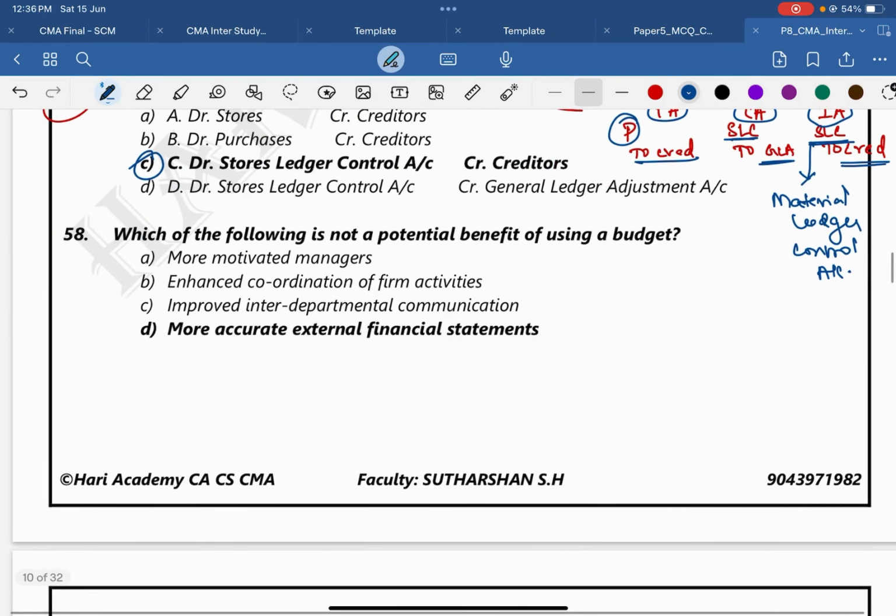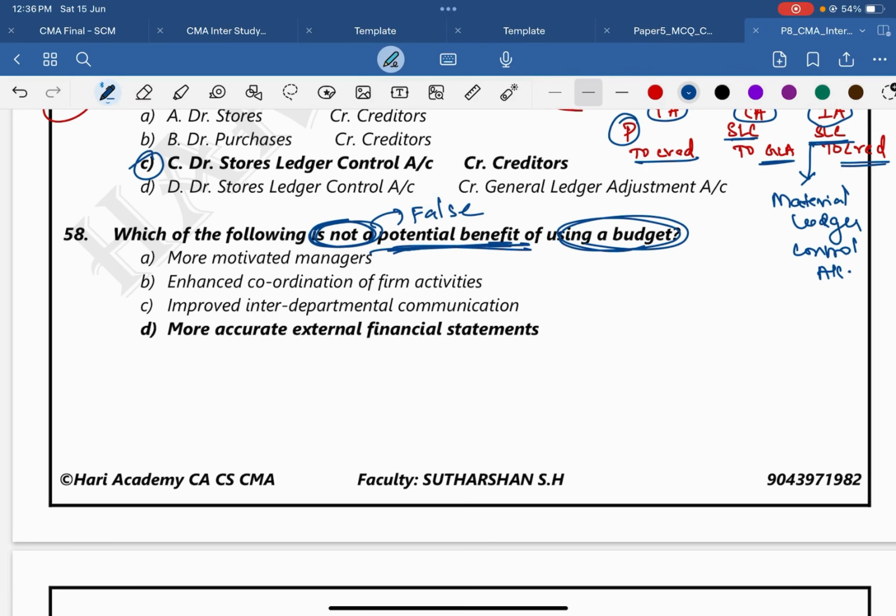Which of the following is not a potential benefit of using a budget? More motivated managers, it is a potential benefit. Enhanced coordination of activities, it is a potential benefit. They are asking 'not', which means they are asking what is false regarding the potential benefits of a budget. Improved interdepartmental communication, surely there will be.